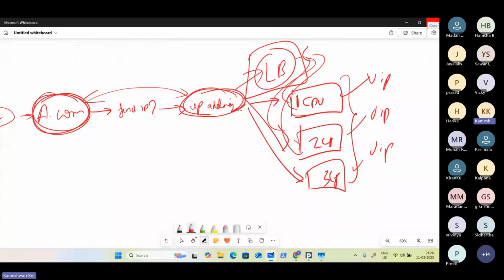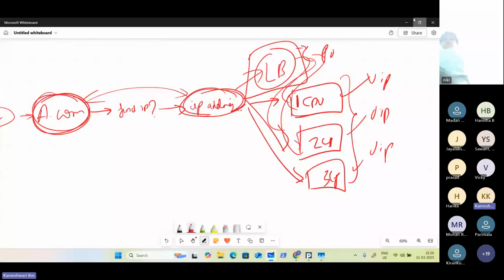Vishnu: Is a load balancer freeware, or do we need to buy a license? No, we have open source. Yes, we have open source. Even paid ones are also there. Now, better ones are the paid ones.